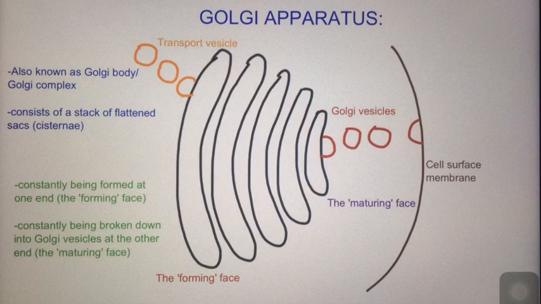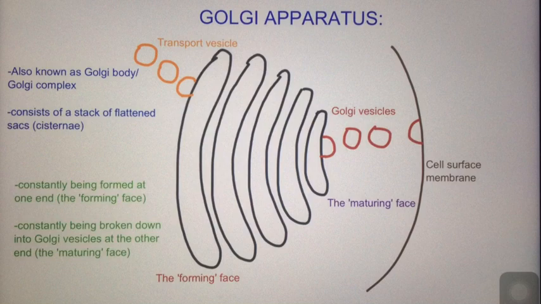Next, Golgi apparatus. Golgi apparatus is also known as Golgi body or Golgi complex. It consists of a stack of flattened sacs called cisternae. In general, Golgi apparatus acts as the cell's post office. It receives, sorts, and delivers proteins and lipids.